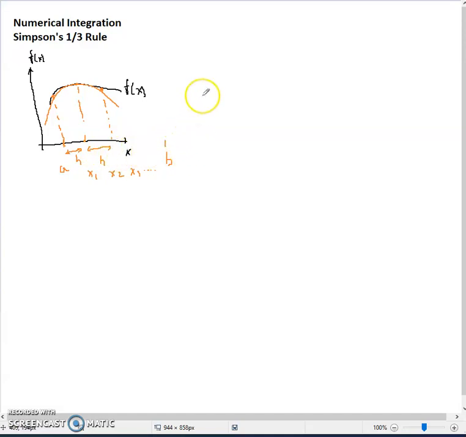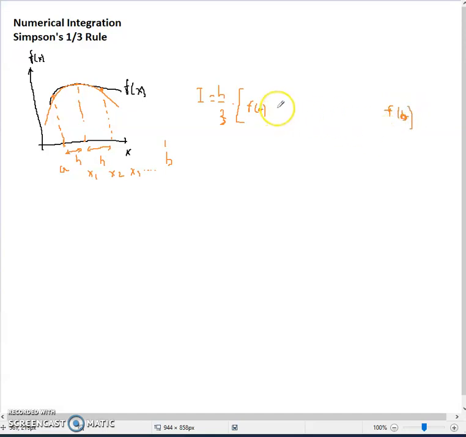Then Simpson 1/3 rule says that the integral, the area under the curve, will equal a step over 3 times, exactly like in the trapezoid method, f of a is alone, and the same for f of b. The first and the last f are on their own.